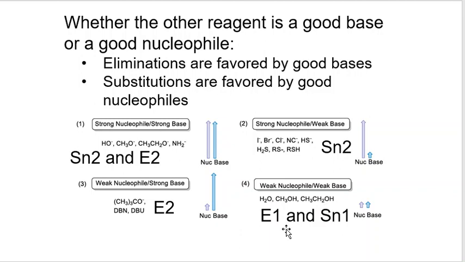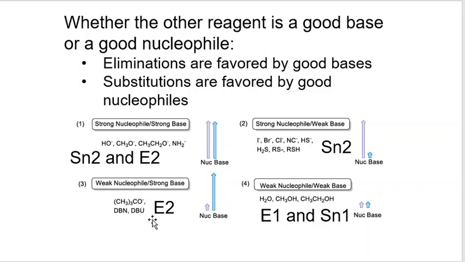It turns out that it's actually pretty difficult to separate E1 and SN1 reaction mechanisms. Both of them have their rate determining step as the formation of the carbocation, so you really typically get a mixture of products.